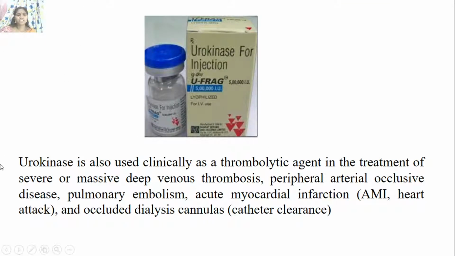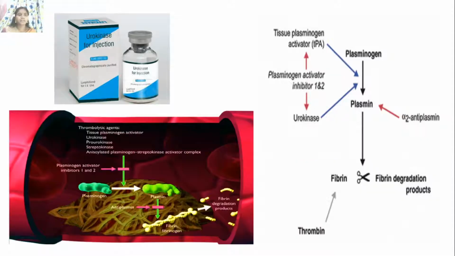Urokinase is available commercially in this way, used clinically as a thrombolytic agent in the treatment of severe and massive deep venous thrombosis, peripheral arterial occlusive disease, pulmonary embolism, acute myocardial infarction, and in occluded dialysis cannulas or catheter clearance. See here, this is an artery where you can see the fibrin clot. The enzyme urokinase, along with tissue plasminogen activator, acts on plasminogen to form plasmin and cleaves the fibrin to form fibrin degradation products. The same thing I have shown in the flow chart.